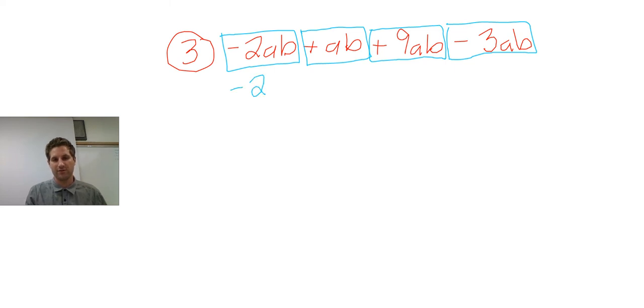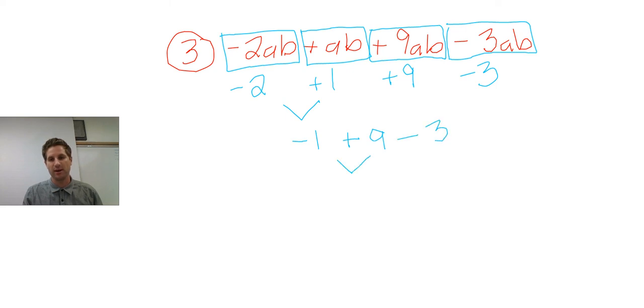So my coefficients here are -2, positive 1, positive 9, and a negative 3. So all I really have to do is deal with those numbers, combine them, and then I leave AB at the end. So negative 2 plus 1 is a negative 1. And again, some of you can do this faster in your head. I'm just taking my time. Negative 1 plus 9 is 8. 8 minus 3 is 5. So we get 5 as our coefficient, and we keep AB as our variable on it. Okay? So 5AB.